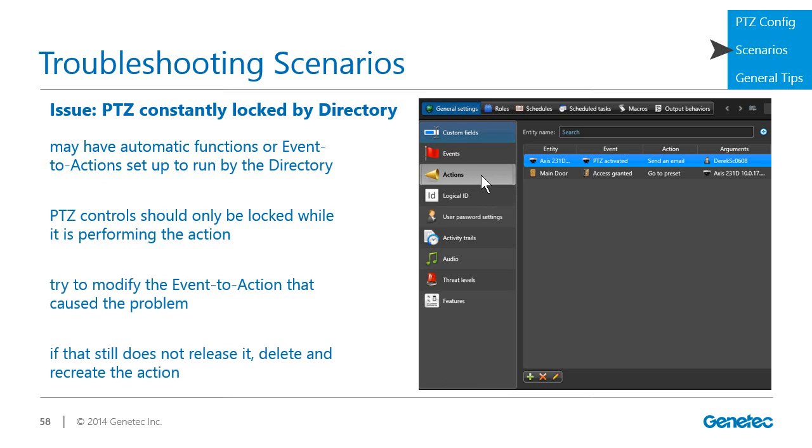Try to modify the event to action that's been configured and save the changes. If that doesn't release the PTZ controls, you may have to delete it and recreate the action. If you want to modify, you just need to select it and go to the Edit button on the bottom here. Now this is a rare case, but it is good to know what you can do to get it back to a normal state if this situation ever comes up.